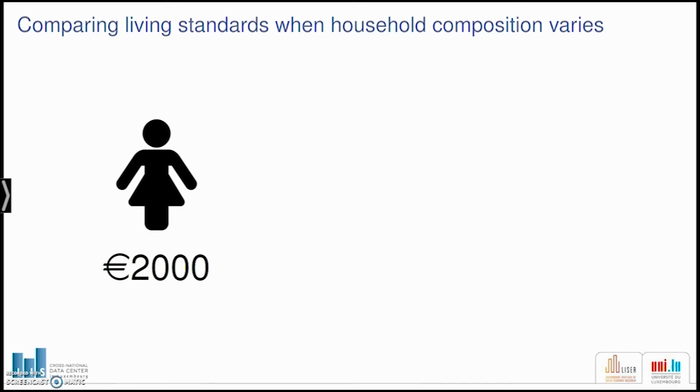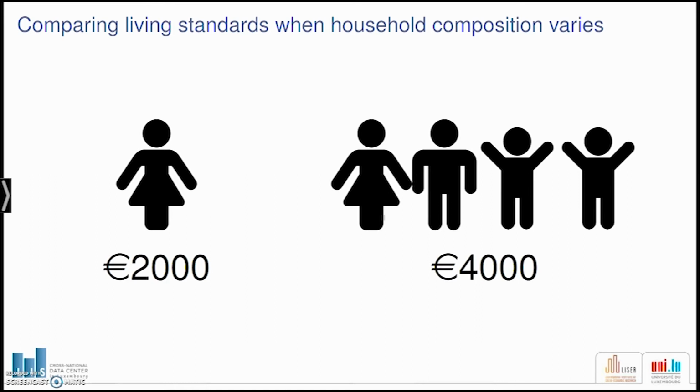Consider a person living alone with 2,000 euros. Consider now a family of 4 living with 4,000 euros. So, which of the two has the highest living standard? Well, family of 4, they have 4,000 euros. But are they twice as well off as the person alone with 2,000? Well, clearly they need to feed more mouths. They need to find larger shelter, and they need to entertain more people, etc. There's definitely more expenditure. No.